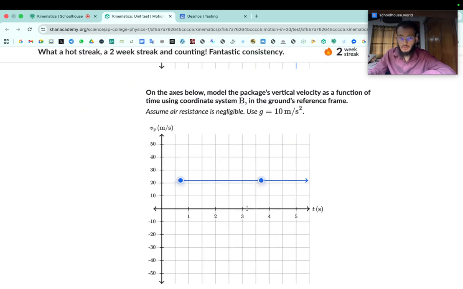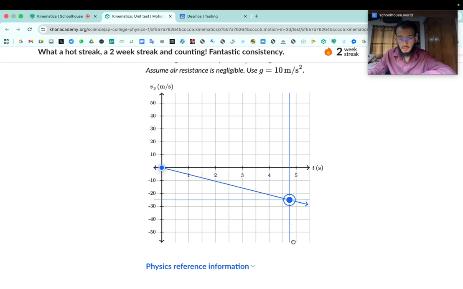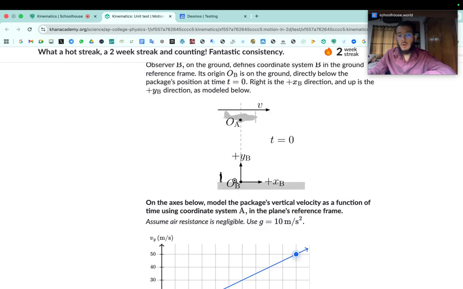We have the same magnitude, but for this one, we have the opposite sign. For 5, we have negative 50. That is because for observer B, upward direction is positive, and when the ball falls down, it is following the counter direction or the negative direction, and hence it is negative.